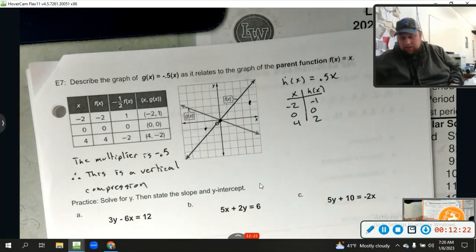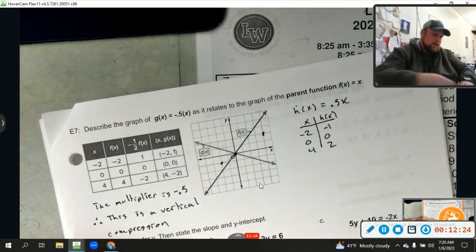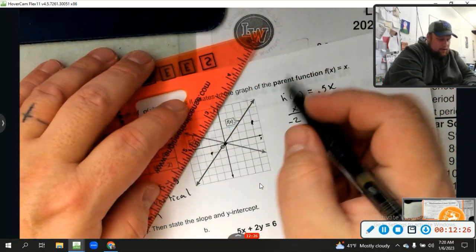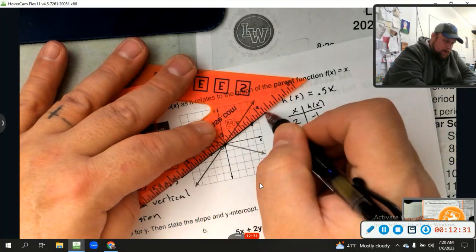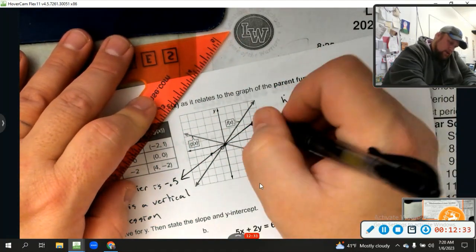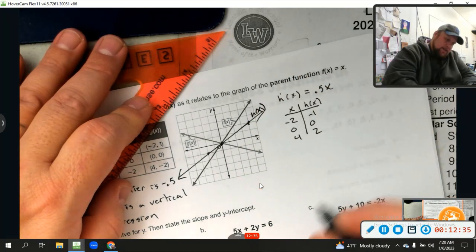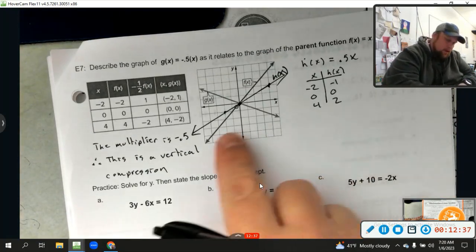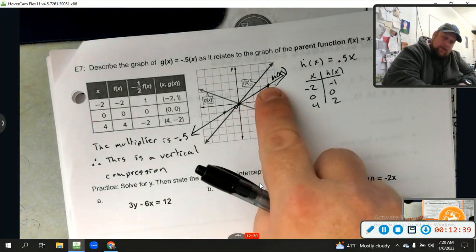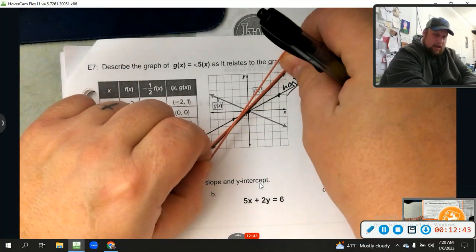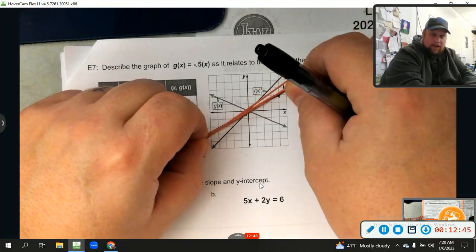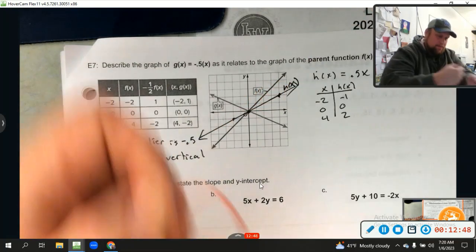I'm drawing this on purpose because I want you to see the two different transformations happening on the graph right here. So this is my h of x, right? This is the one I just made right here. Notice that h of x right here is less steep. So if I take my rubber band example again, I have compressed it, right? And I've made it less steep.